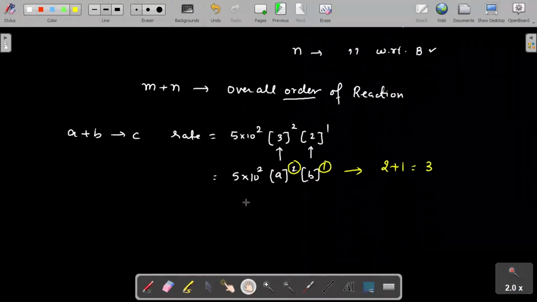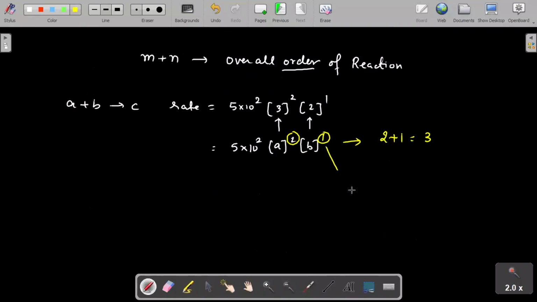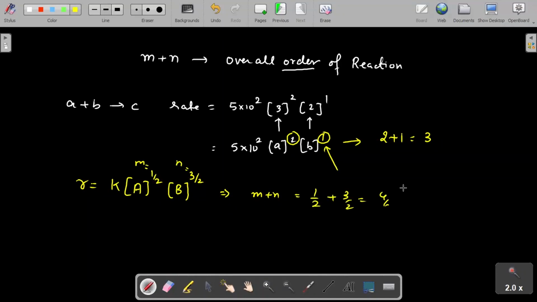Now, the order of reaction may be a fraction. The powers may come as fractions. Say you get a rate for a particular reaction as rate equal to K times A to the power 1 by 2, times B to the power 3 by 2. So what will be the order of reaction? It will be m plus n, so we add 1 by 2 plus 3 by 2, which is 4 by 2, equal to 2. So the order of reaction is 2 for this reaction. So this was about the order of reaction.